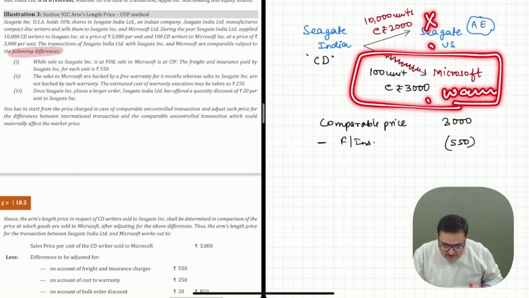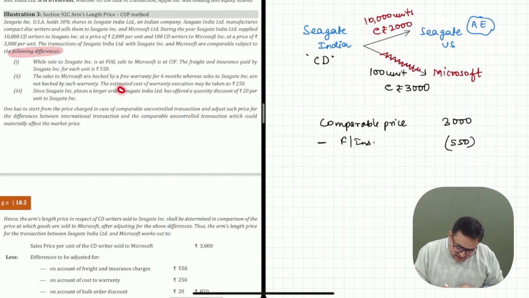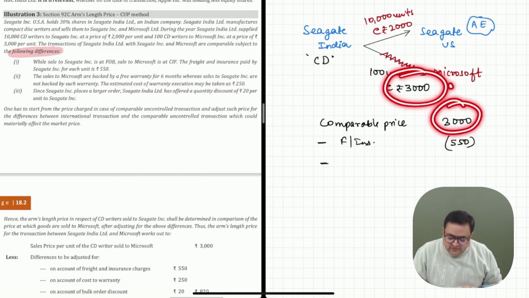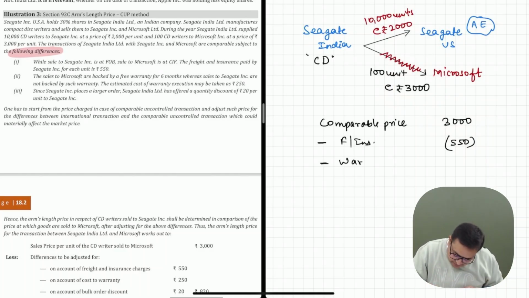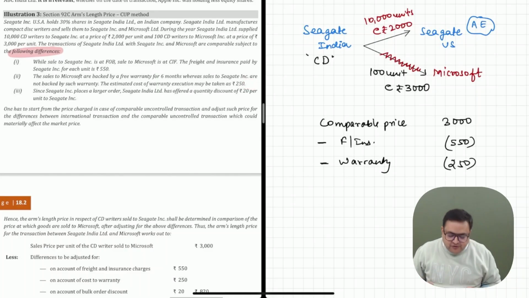So if we compare it with this, we have to subtract that warranty amount as well. The estimated cost of warranty execution may be taken as 250. So we will subtract it over here, because we are taking this 3000 as a base and it includes the warranty amount also. So subtract that warranty difference. How much is it? 250, right? So I will subtract 250 from here.